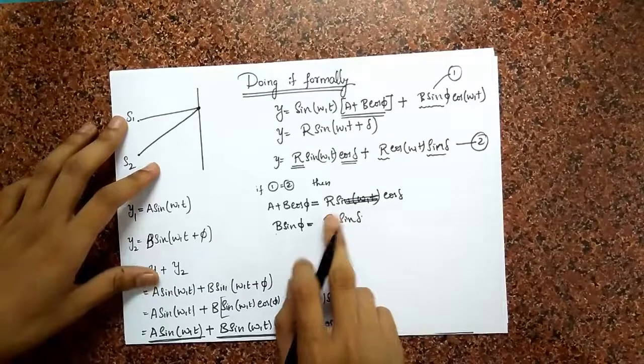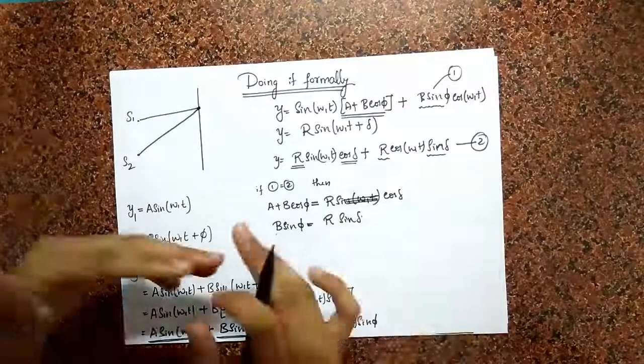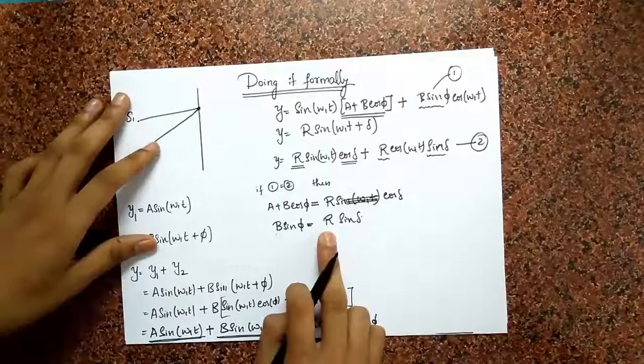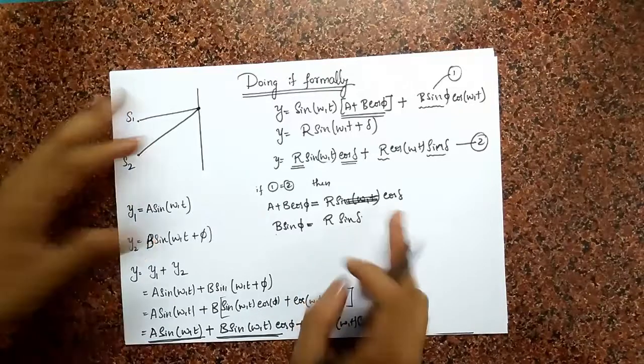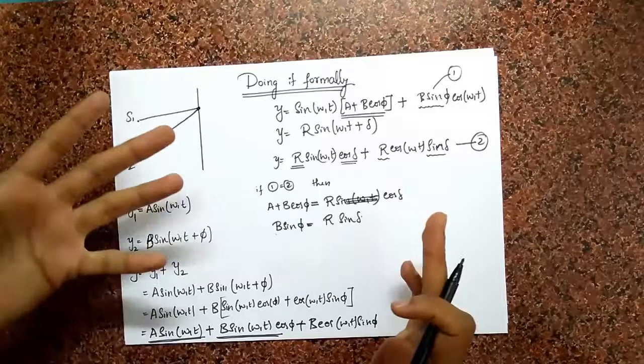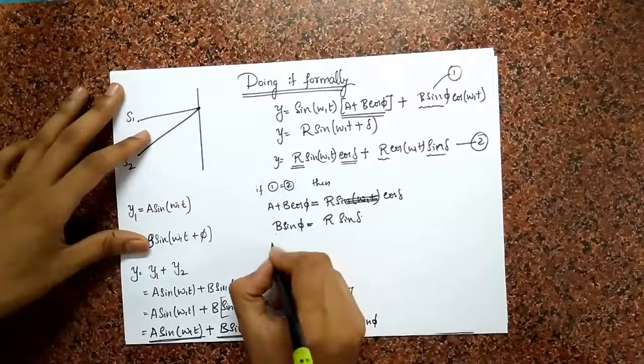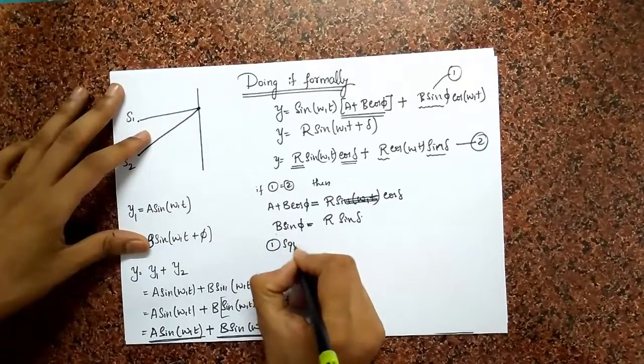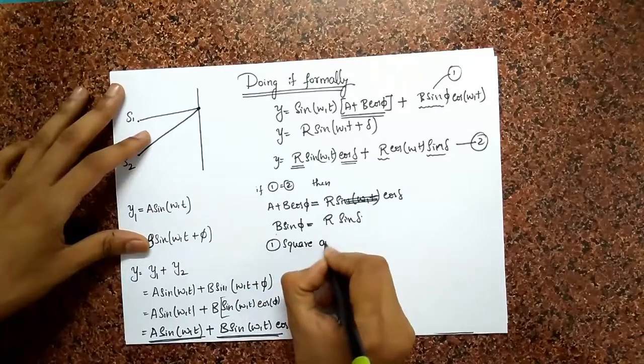How can I do that? Well, that's easy. Square and add. If I do square and add, I get r, because sine square and cos square, when I add them, I get 1. And if I divide them, I get delta. So first, I'm going to square and add.